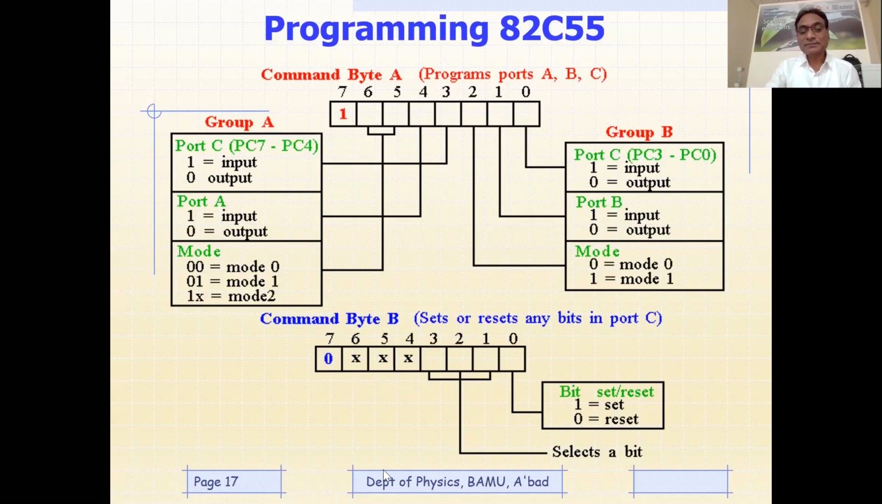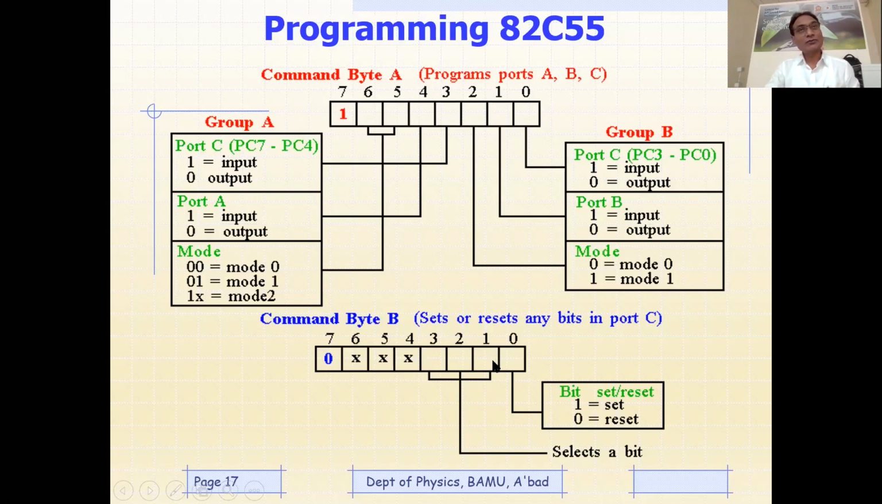When the first, second, and third bits are 0, 0, 0, it means PC0 will be selected. 0, 0, 1, PC1 will be selected. 0, 1, 0, PC2 will be selected. Like that, when it is 1, 1, 1, PC7 will be selected. So it means individual bits of port C can be selected.